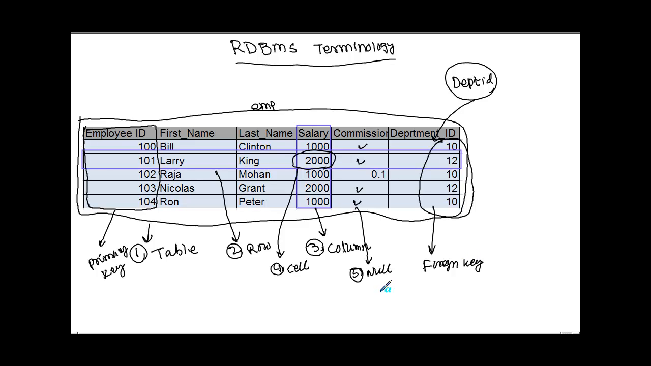So this is basically about RDBMS terminologies. We will use row, column, null value, primary key, and foreign key in our later chapters.